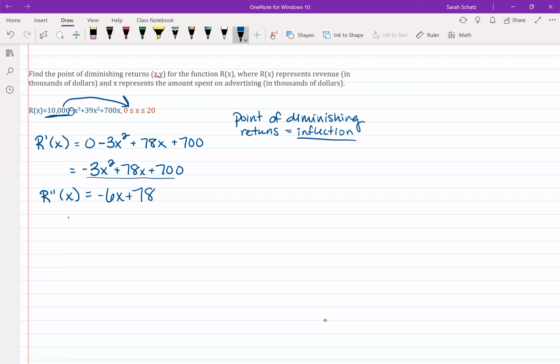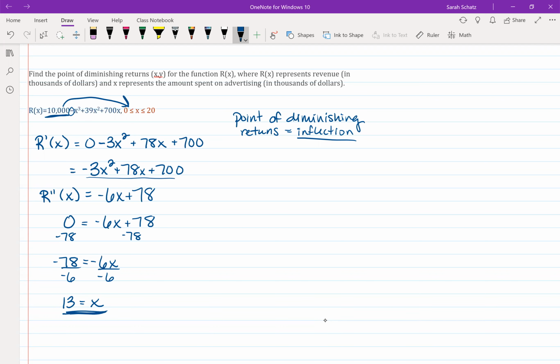Okay, so set the second derivative equal to 0. Solve for x, and get negative 78 equals negative 6x. Divide both sides by negative 6. You guys, I think that's 13. And we get x equals 13. So this is your x value of your inflection point, or your point of diminishing returns. This question does ask for the y value though. So this is your x value.